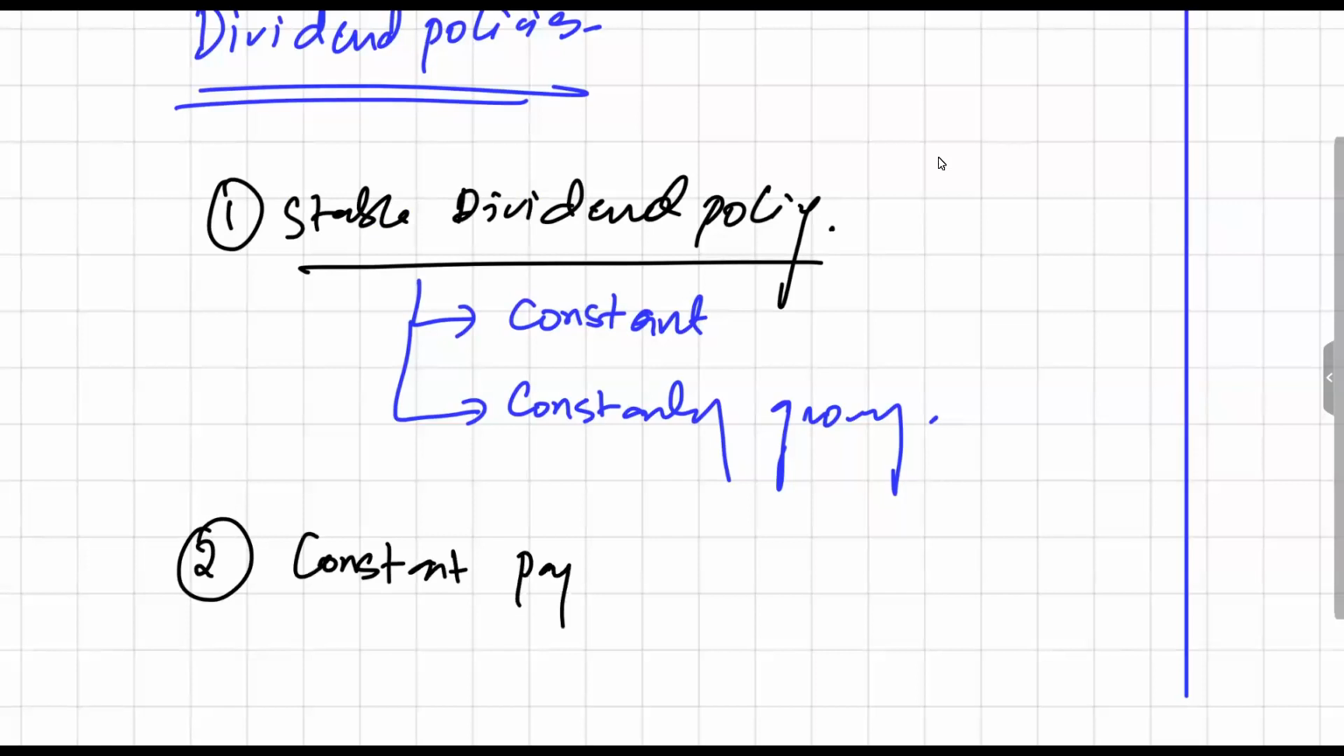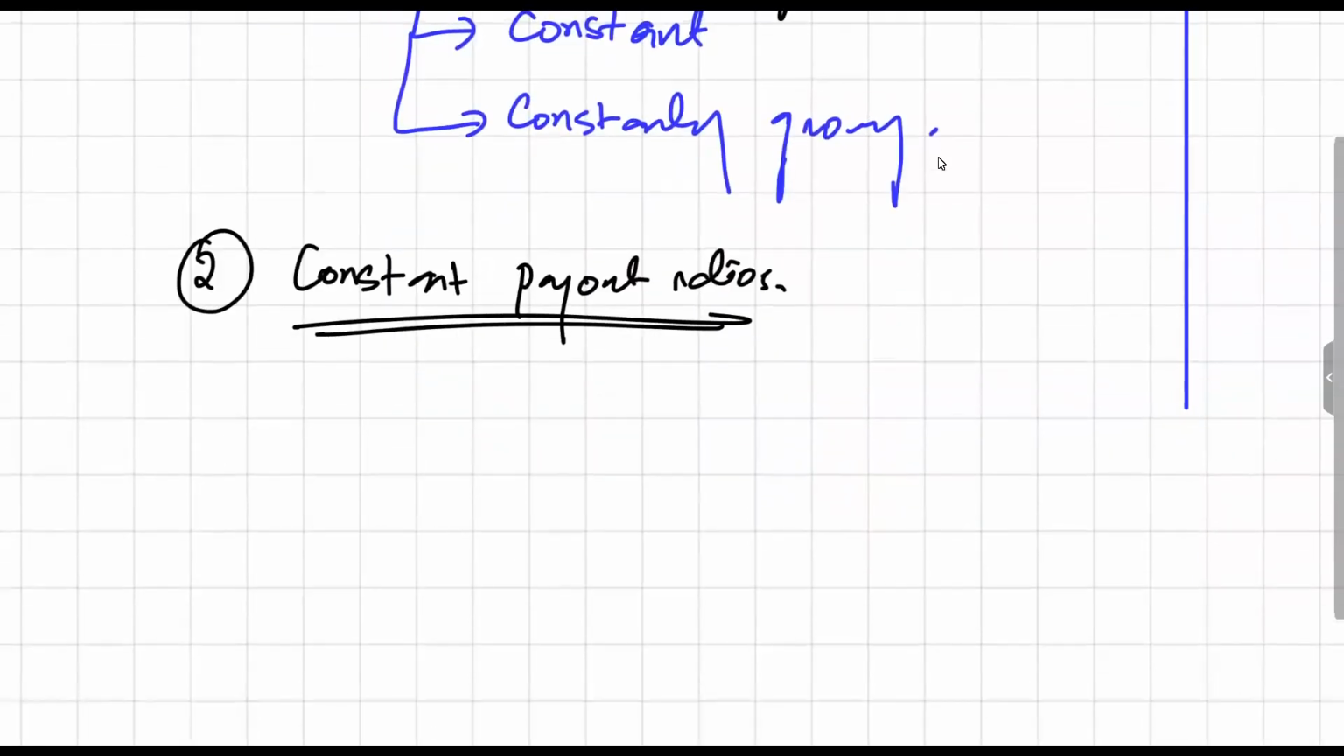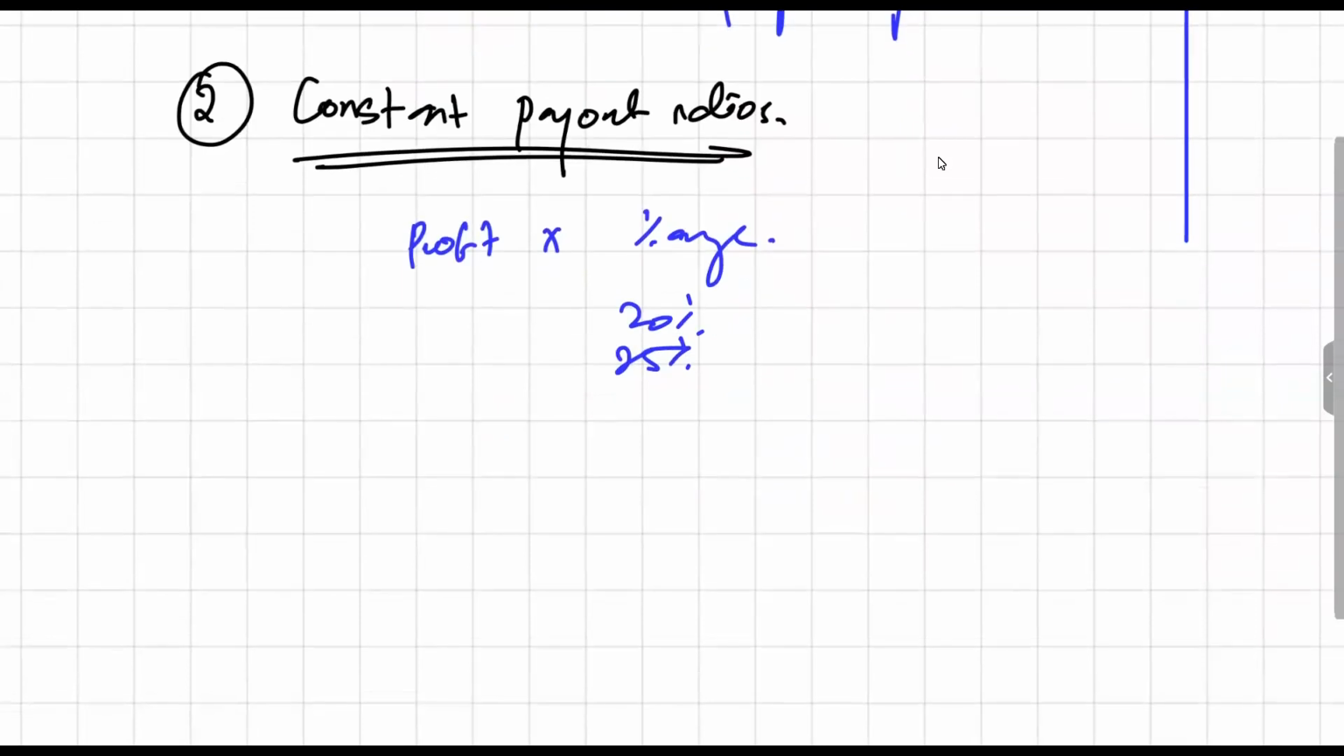The second thing is that you can have a constant payout ratio. What do you mean by having a payout ratio? The payout ratio means you would say profit multiplied by a certain percentage. Maybe let's say 20%, maybe let's say 25%, whatsoever. So you have decided that whatever the profits are going to be, we are going to be distributing this much amount of the profits for the benefit of the shareholders.